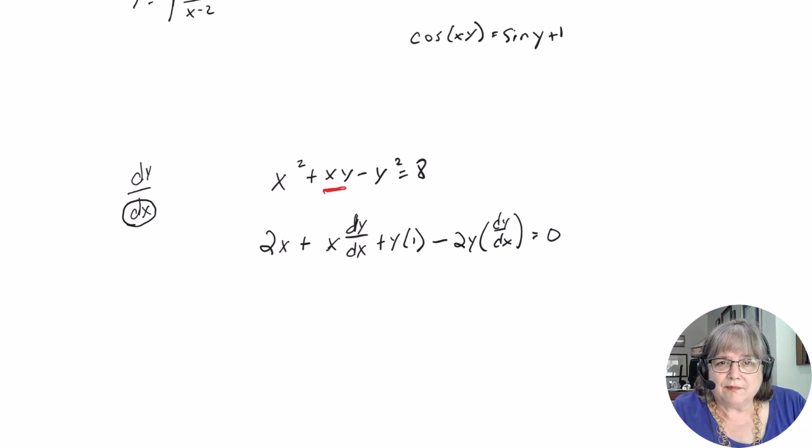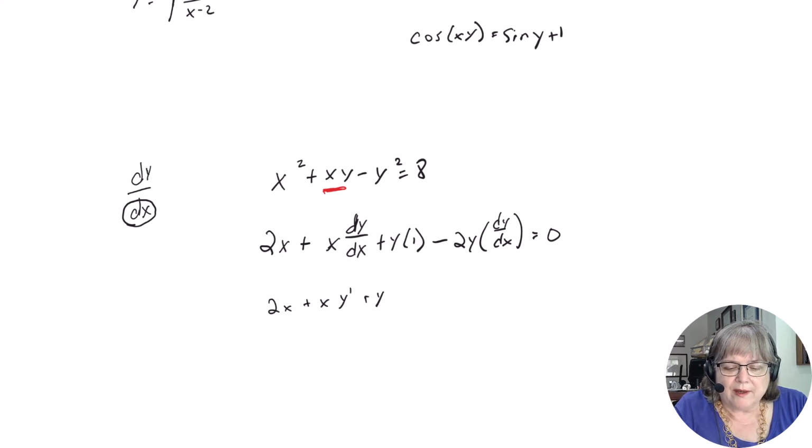You okay? Now, some people, and I don't have any problem with it, but I want to show you something. Some people want to use y prime instead of dy dx, which is just fine. And if you did, you'd have 2x plus x y prime plus y minus 2y y prime is equal to 0. Whoops. I said it, didn't write it. Minus 2y y prime equals 0.